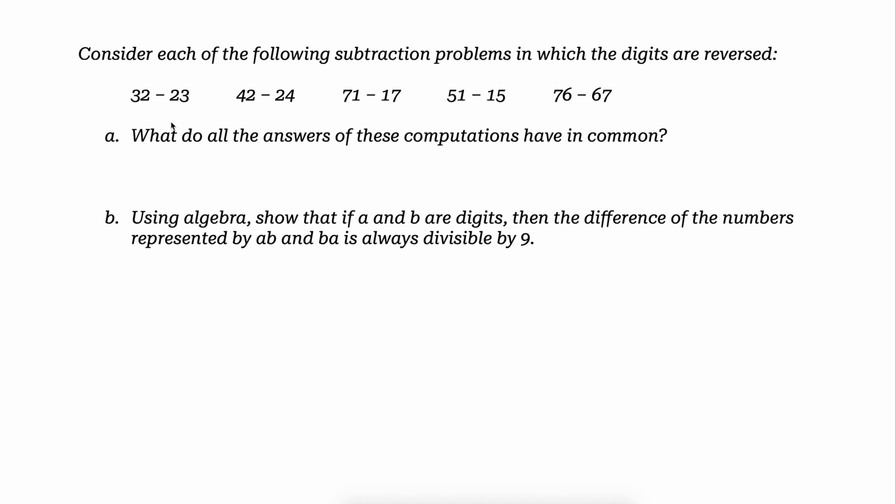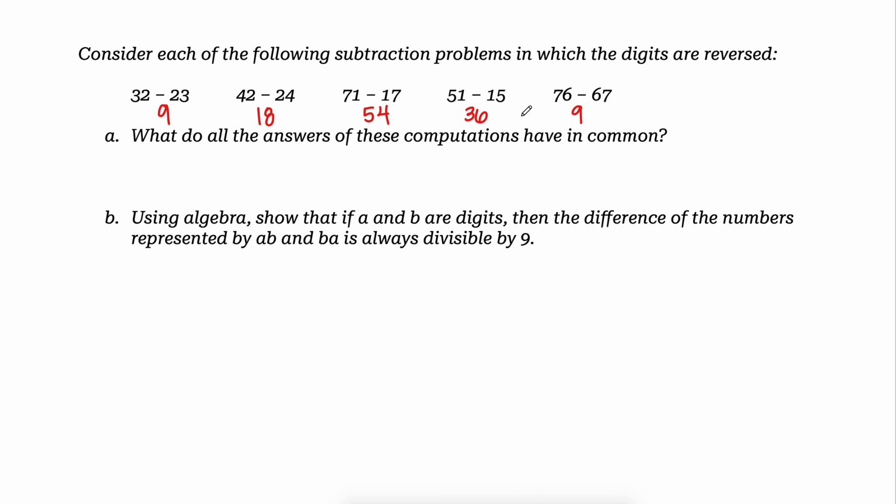So subtracting 32 minus 23, that's 9. 42 minus 24 is 18. 71 minus 17 is 54. 51 minus 15 is 36. And then 76 minus 67 is 9. So what do these answers have in common?